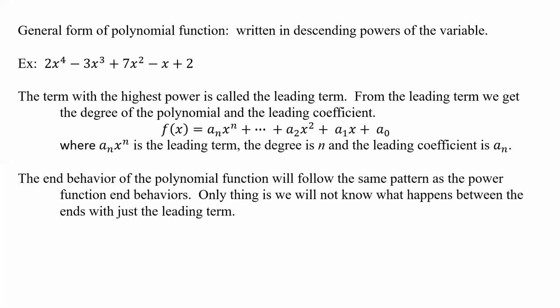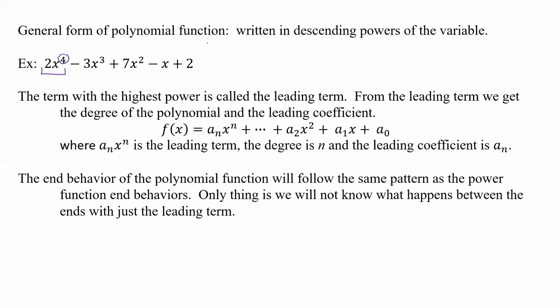So the term with the highest power is called the leading term. So this is our leading term. And from the leading term, we get the degree of the polynomial. Well, the degree here is 4, okay? And where a_n x to the n is the leading term, the degree is n, and the leading coefficient is a sub n. Okay, so that's everything we get.